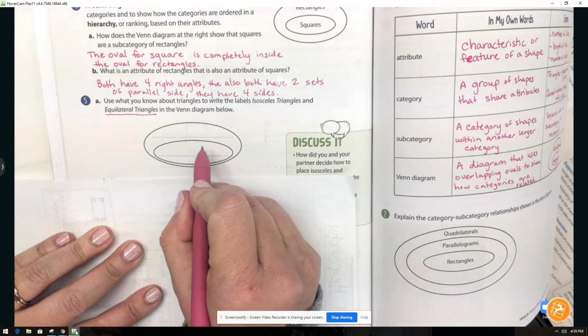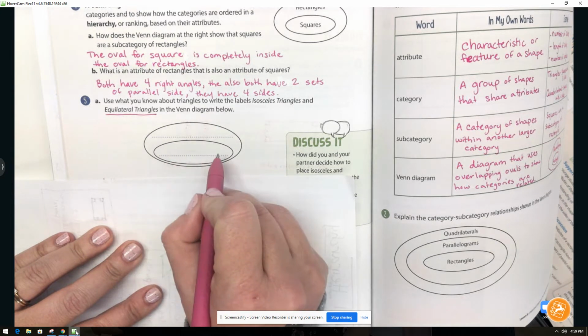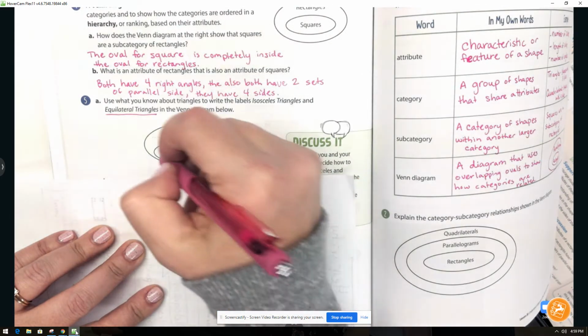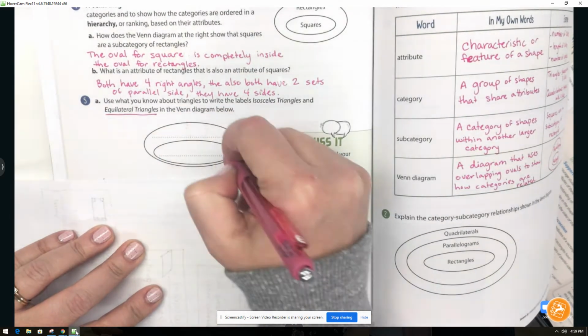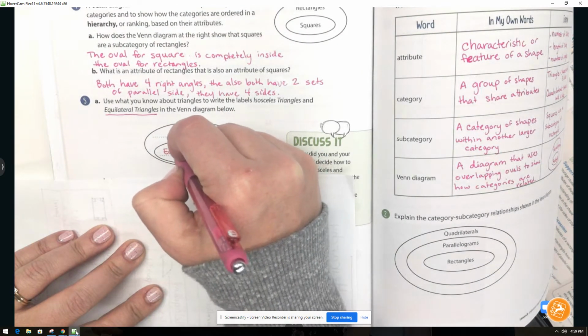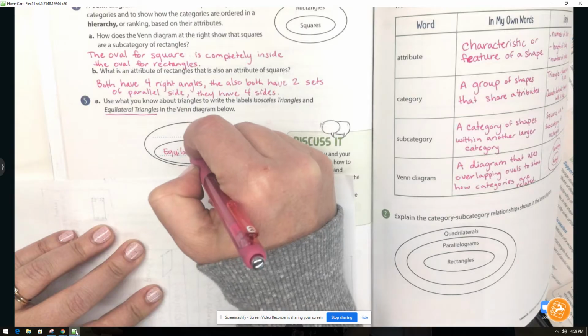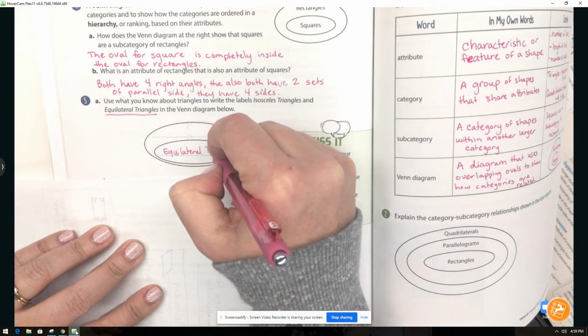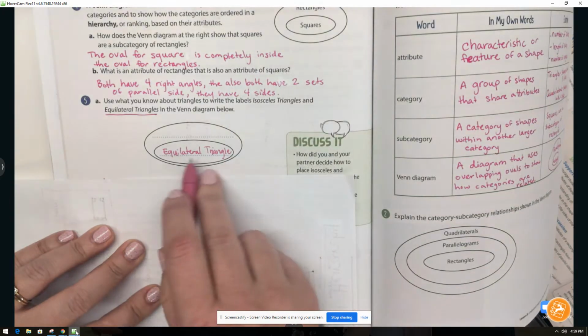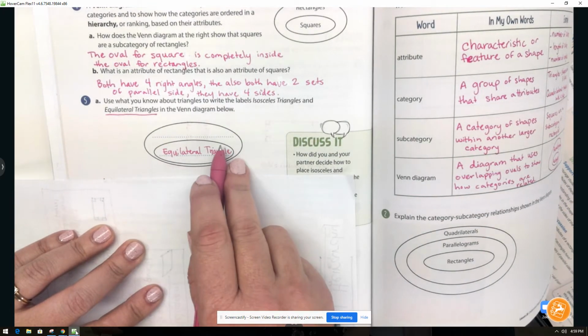So that's actually going to go in the very smallest oval because it has an attribute that's really difficult that only very few shapes will have. So we're going to put that inside of this smaller oval. So we're going to write equilateral triangle inside of the smaller oval.